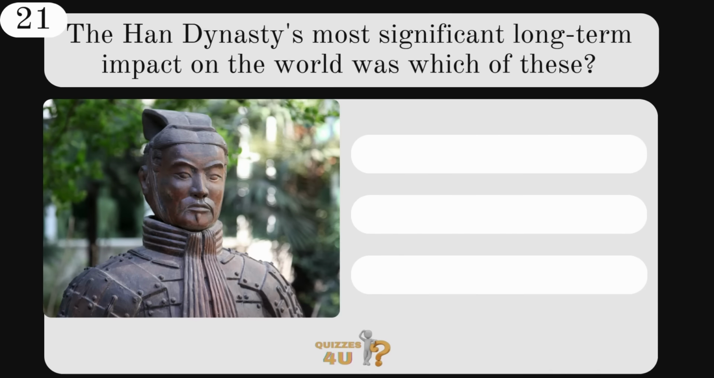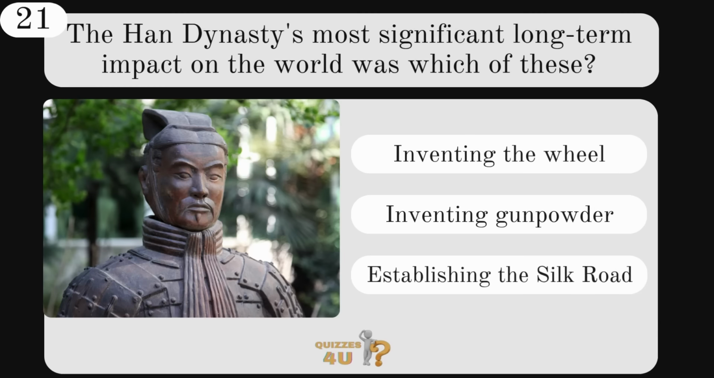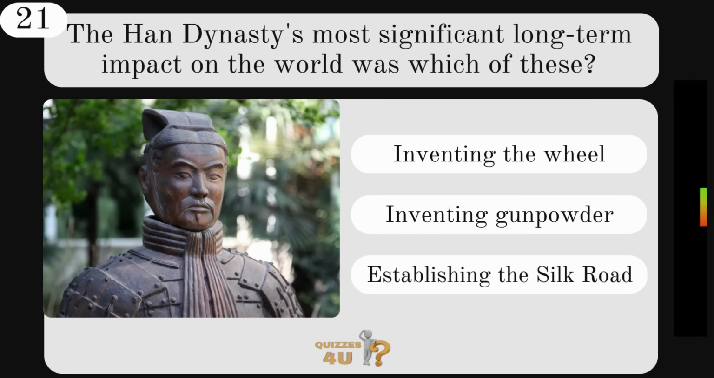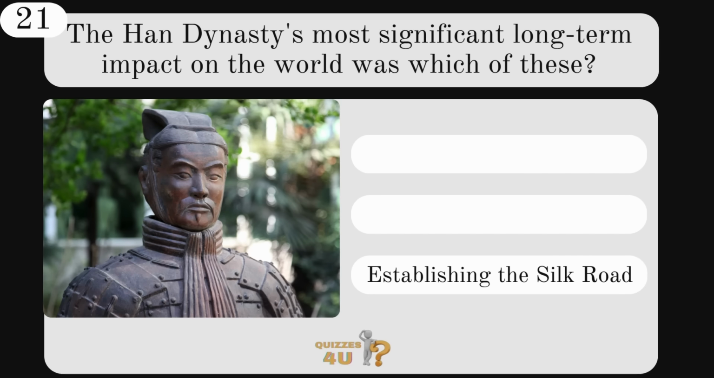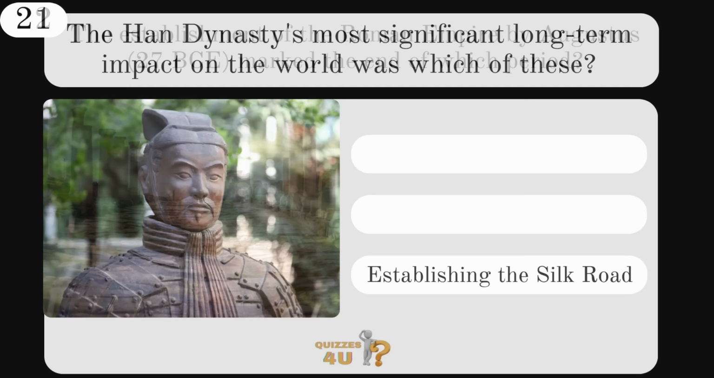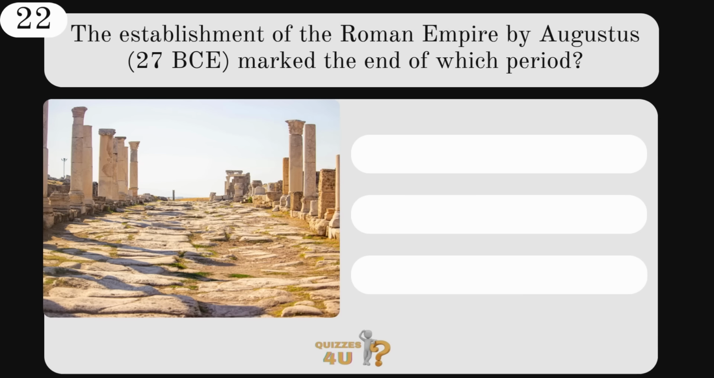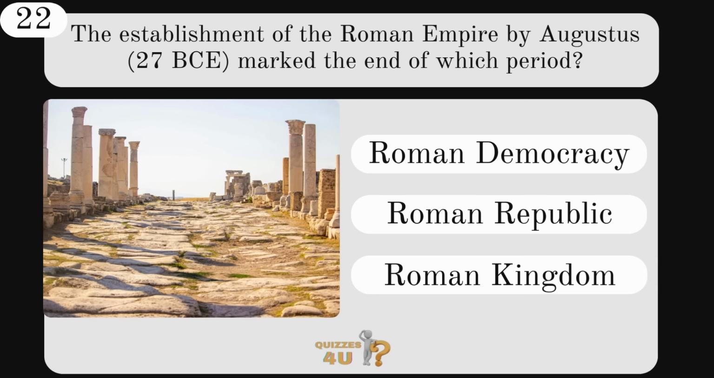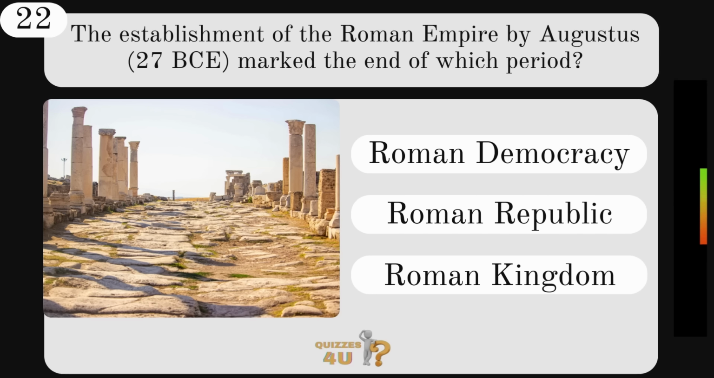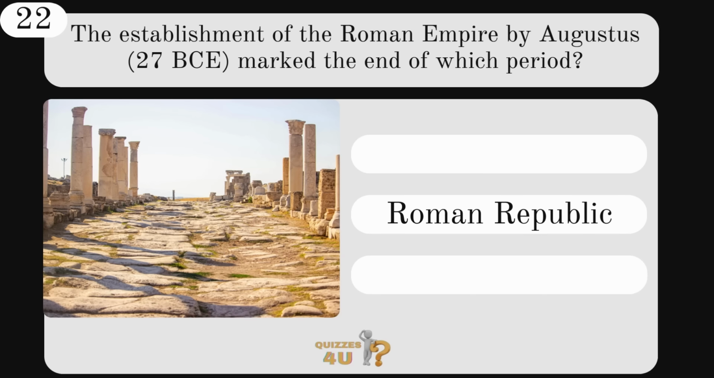The Han dynasty's most significant long-term impact on the world was which of these? Inventing the wheel, inventing gunpowder, or establishing the Silk Road? It was establishing the Silk Road. The establishment of the Roman Empire by Augustus marked the end of which period? Roman democracy, Roman Republic, or Roman Kingdom? It marked the end of the Roman Republic.